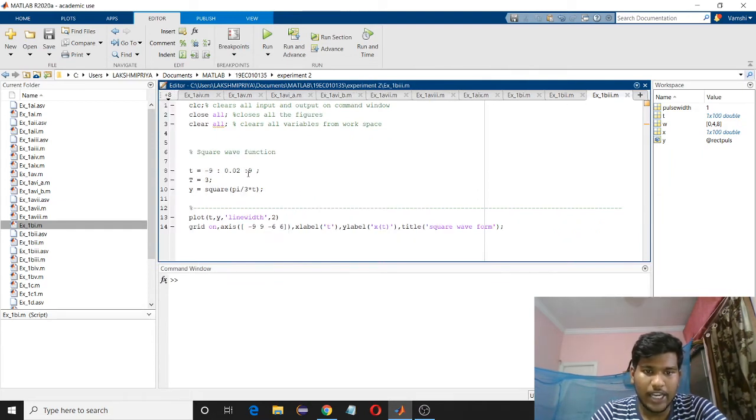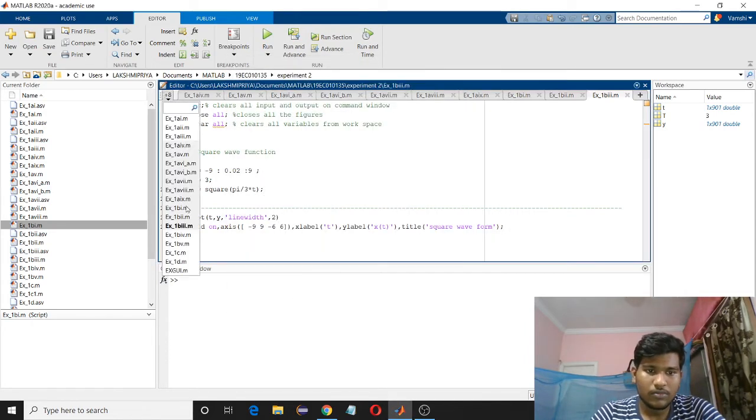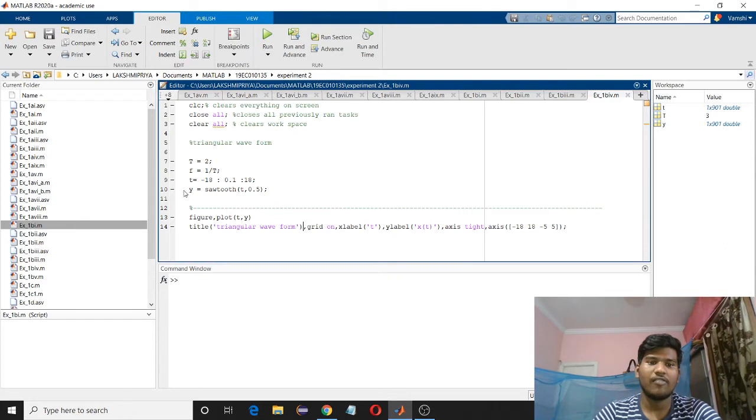Next we are plotting square waveform. t is running from -9 to 9 with an incrementation of 0.02. Time period is 3 seconds. So we have an inbuilt function to plot square waveform. The output that we are getting is a square waveform.